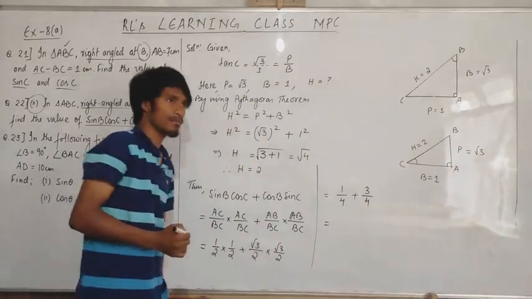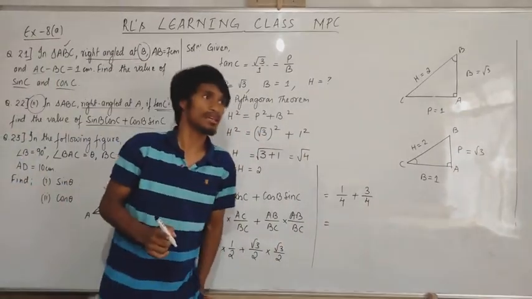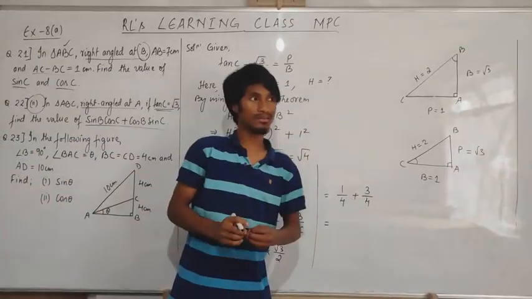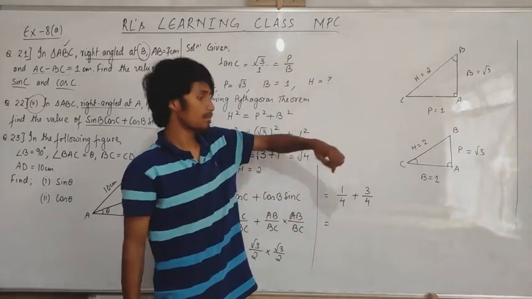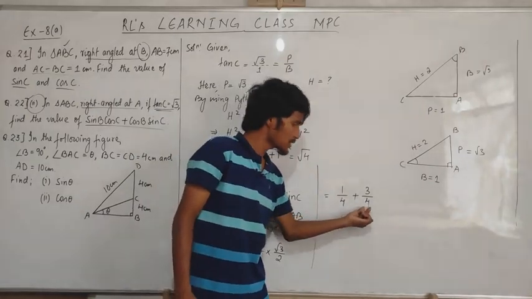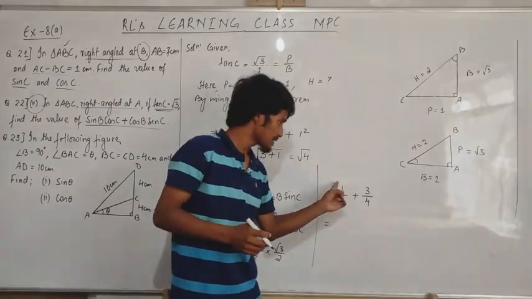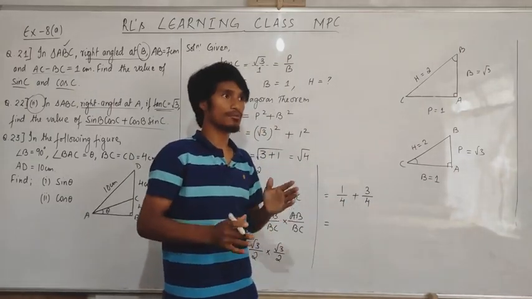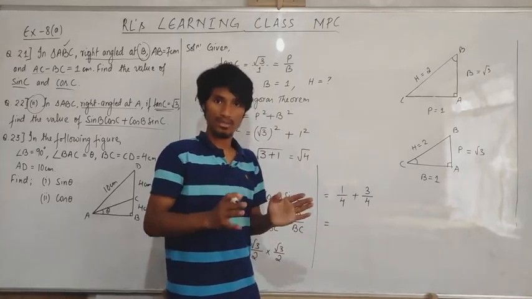Now we don't need to find the LCM, and also we don't need to do cross multiplication because both the denominators are the same, so we can add the numerators directly. 1 plus 3 will be 4. Remember, if the denominators are different, then we cannot add the numerators directly. We have to take the LCM or we have to cross multiply.